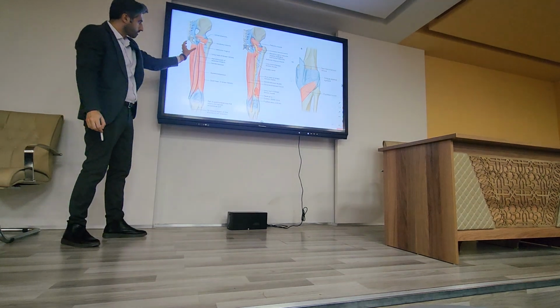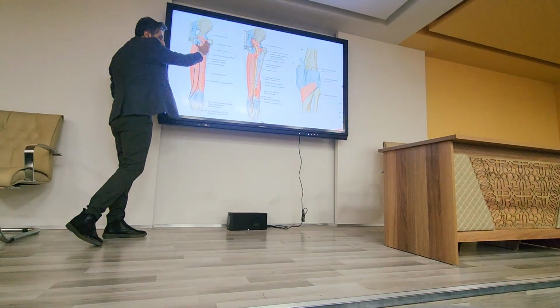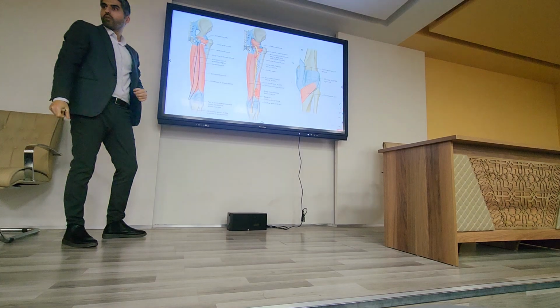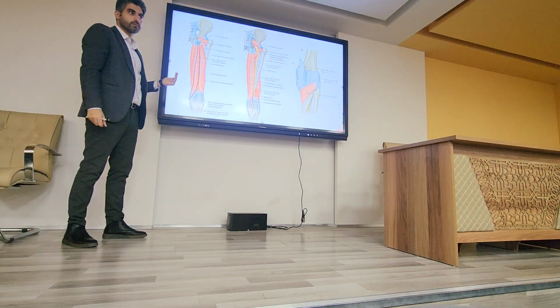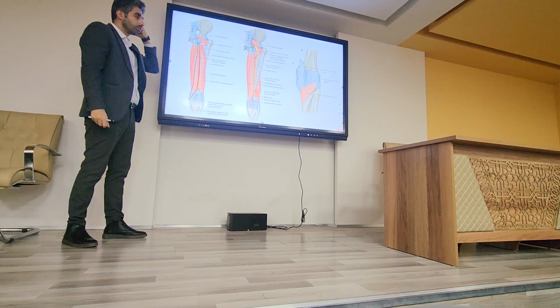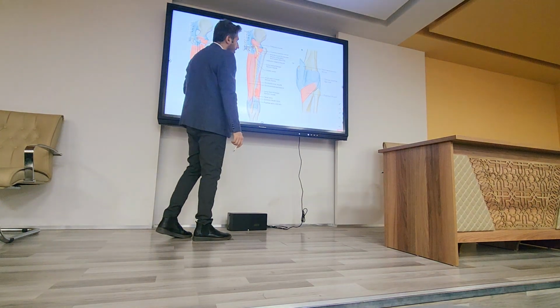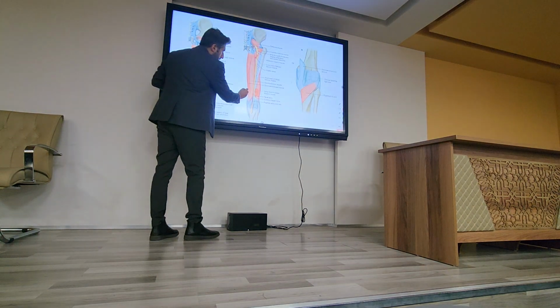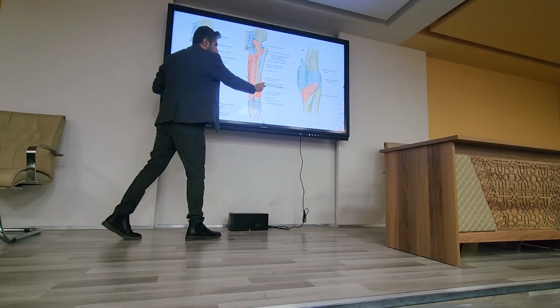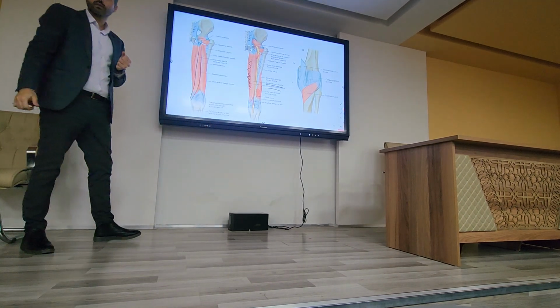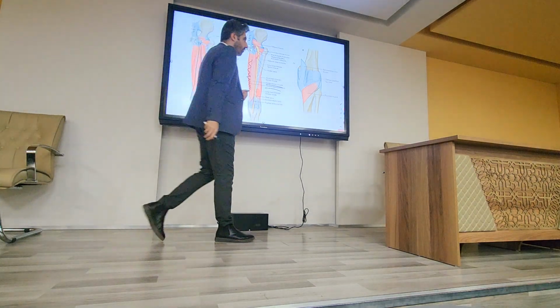So medial band, semitendinosus, lateral band, biceps. Where is the semimembranosus? Medial. Deep to the semitendinosus. When you remove semitendinosus, you can see semimembranosus. It's here. Deep to the semitendinosus is semimembranosus. Okay? What is the function?